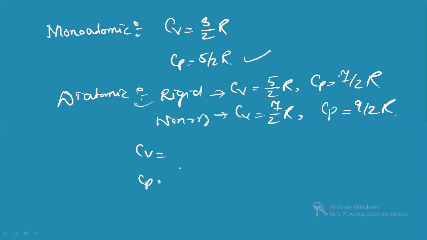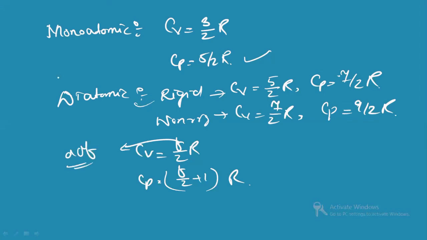I have already said the formula during the theory also, but once again I'm repeating it here. Cv is F/2 R and Cp is (F/2 + 1) R. Here F is the degree of freedom. You know for monoatomic the degree of freedom is 3, yes or no? So Cv is 3/2R and Cp will be 5/2R. Similarly, you can see for diatomic also. Just remember the degree of freedom. All right, so that's all in this video.